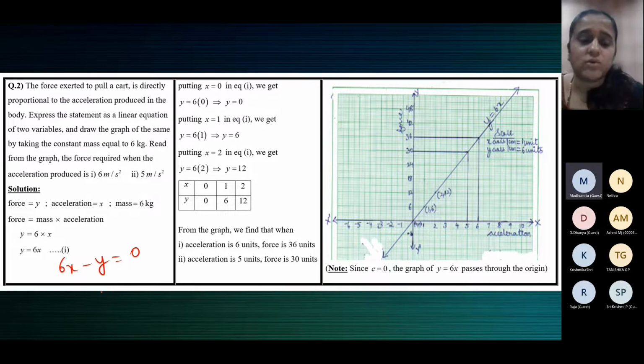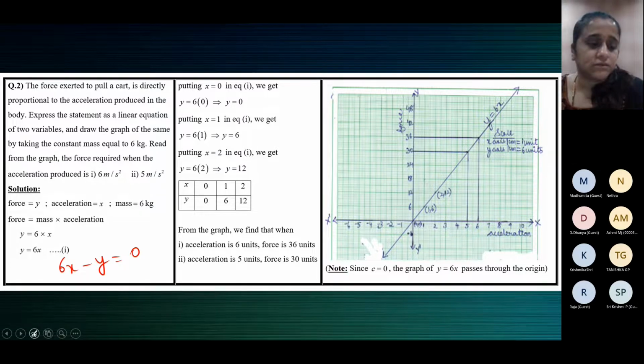6, ma'am. What's the value of b? 1, ma'am. Minus 1, ma'am. According to this equation, okay, minus 1. And what is the value of c? 0, ma'am. So you can see here, the graph line passes through the origin. Because the value of c is 0, the graph line passes through the origin. That's a very important observation. Yeah, please continue.